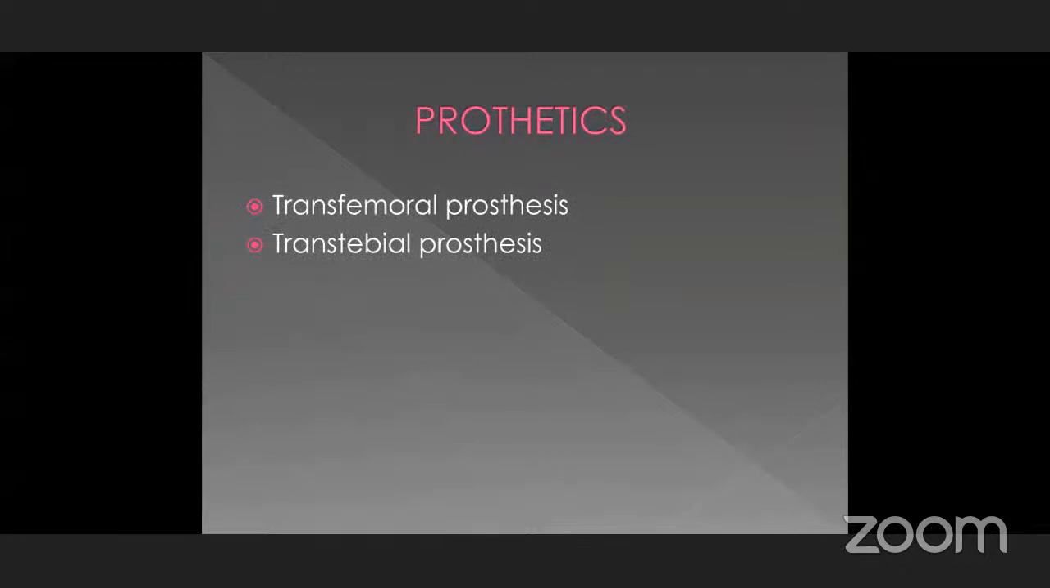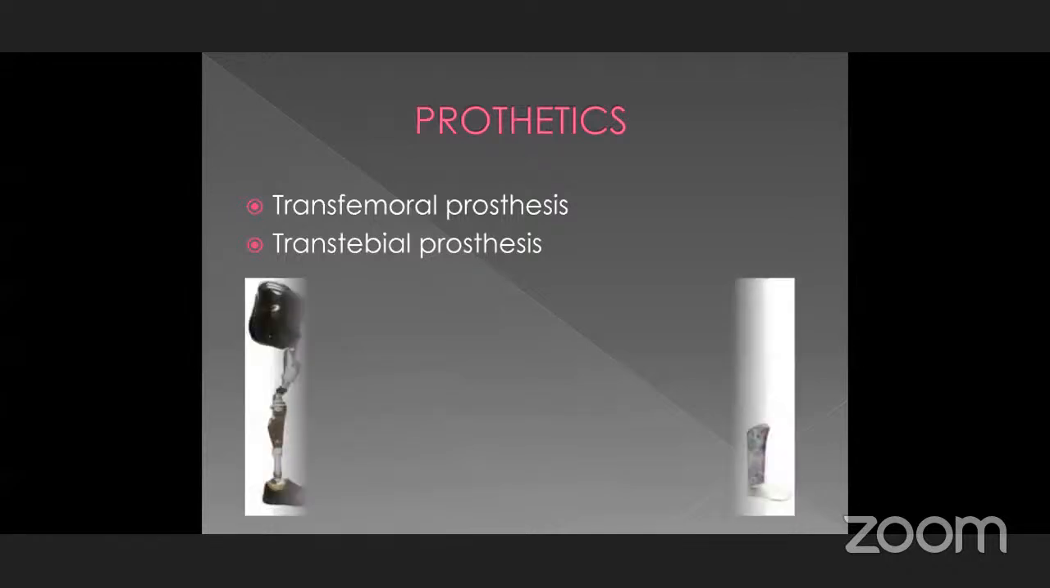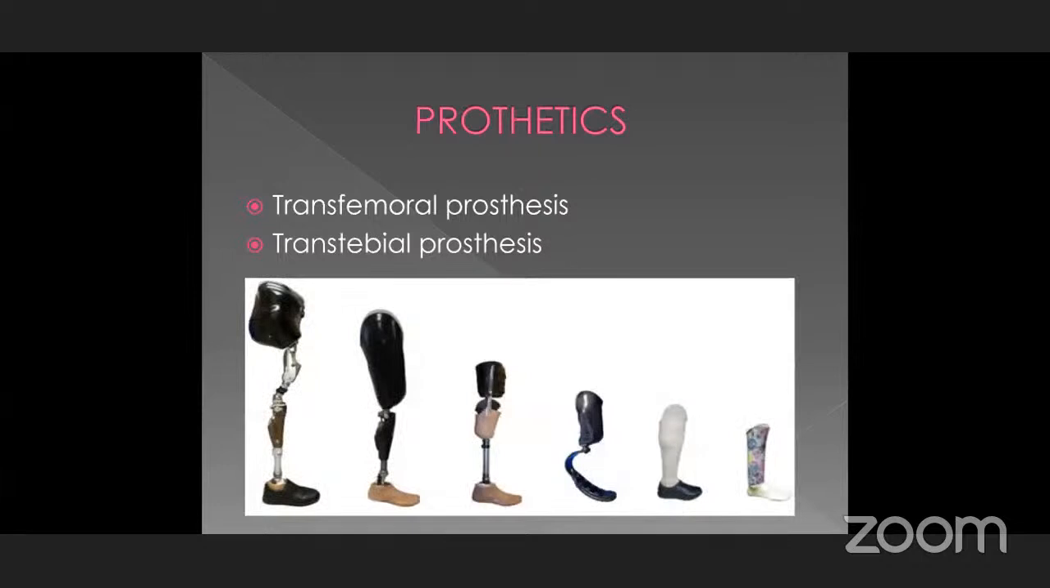Okay, now because I'm talking about transtibial and transfemoral amputation exercises, I'm showing the prosthetics which are used for transtibial and transfemoral amputations. These are the types of transfemoral and transtibial prostheses. The first two are for above the knee, that is transfemoral. The one in between is also transfemoral, and the last three are for transtibial prostheses.